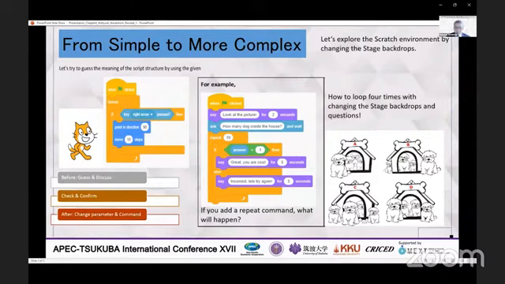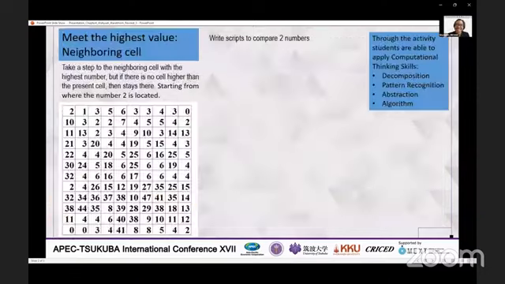And for this part, I would like to invite our co-presenter, Dr. Warapon. Are you ready, Dr. Warapon? Thank you, Dr. Wahyudi.